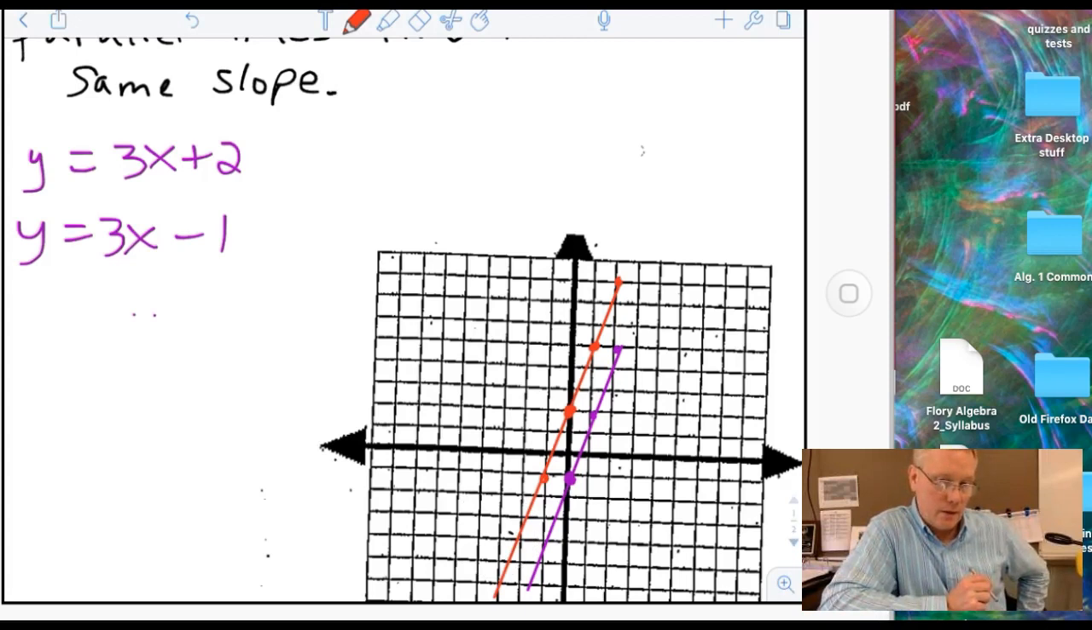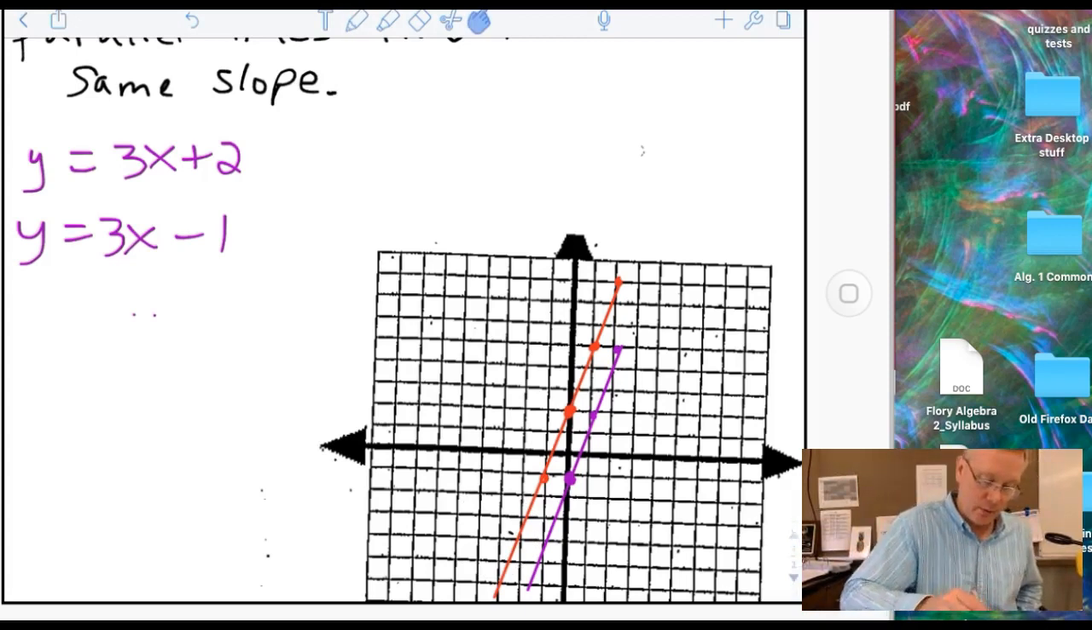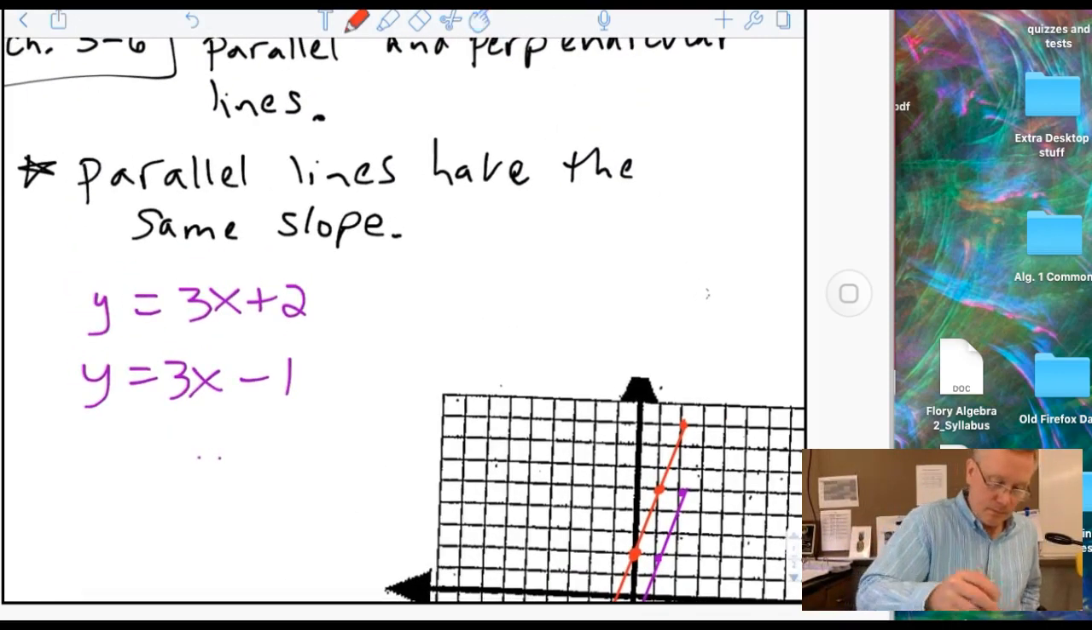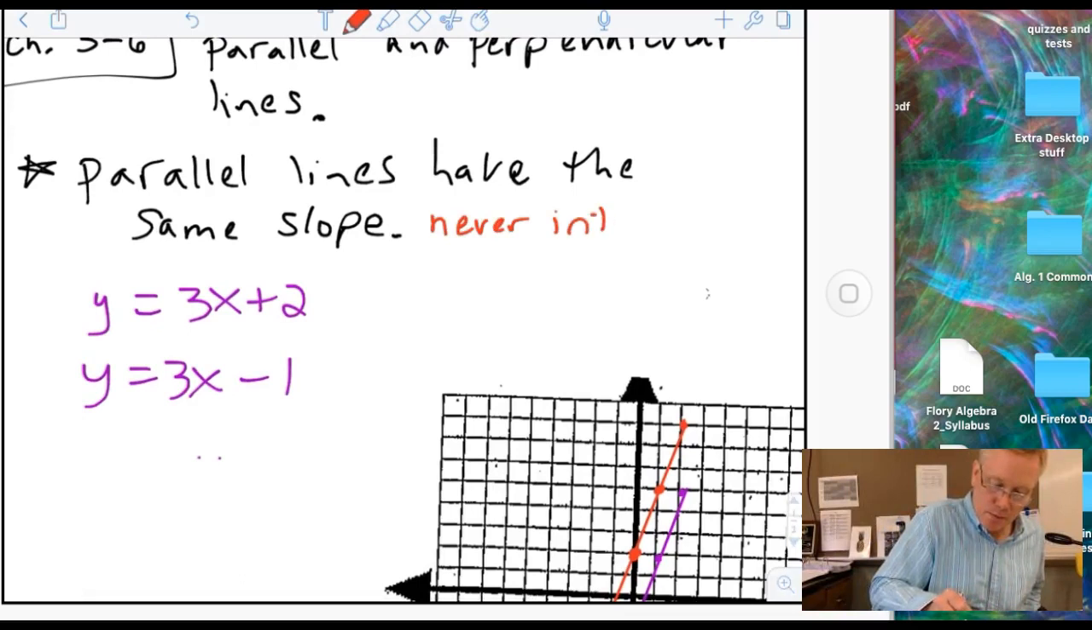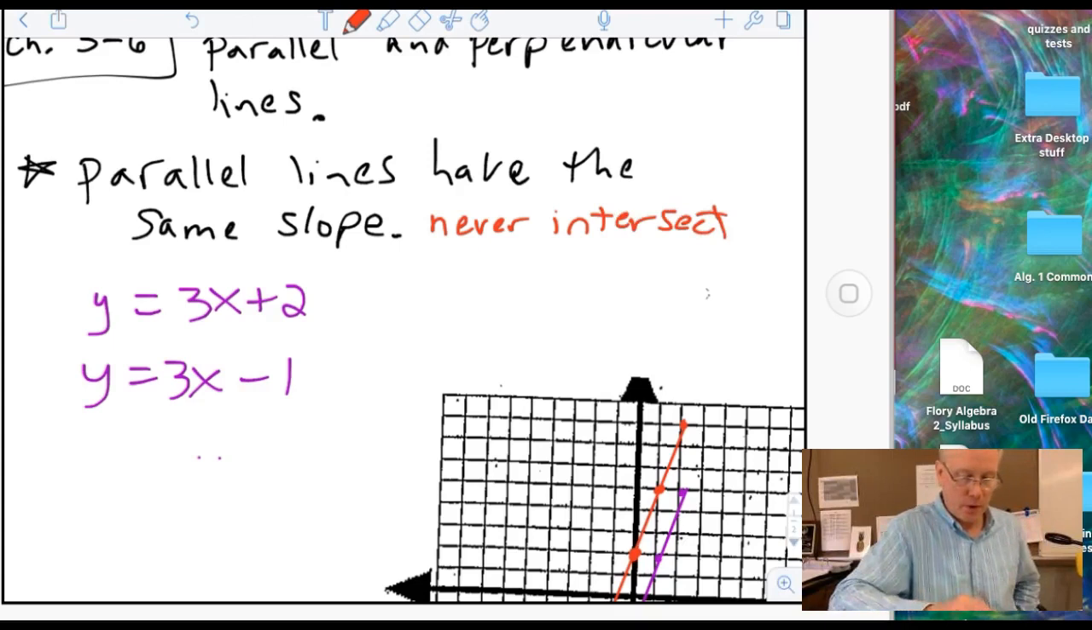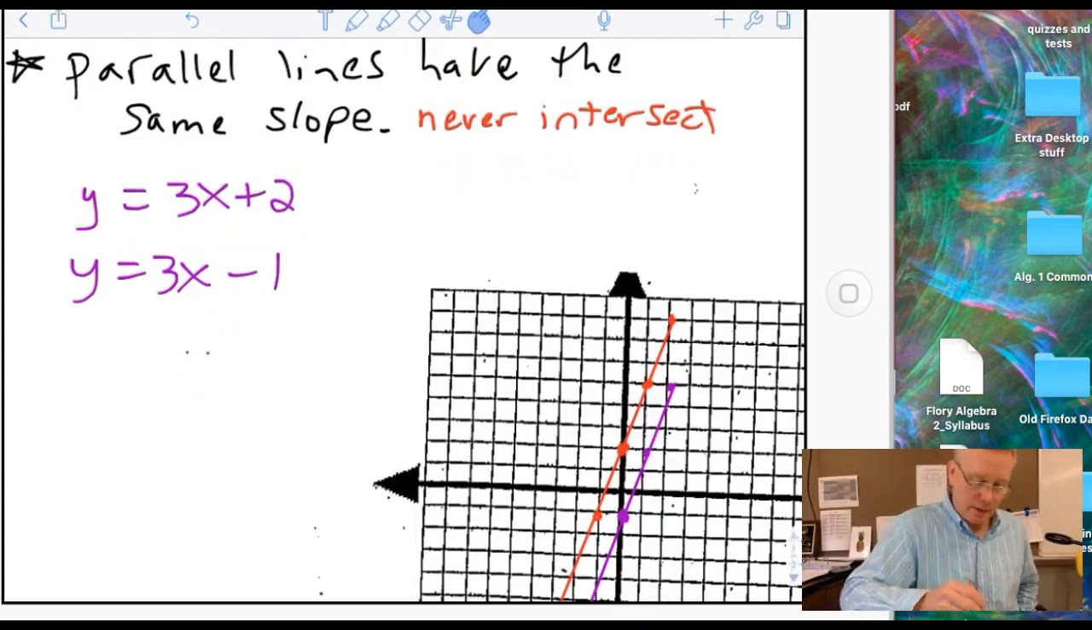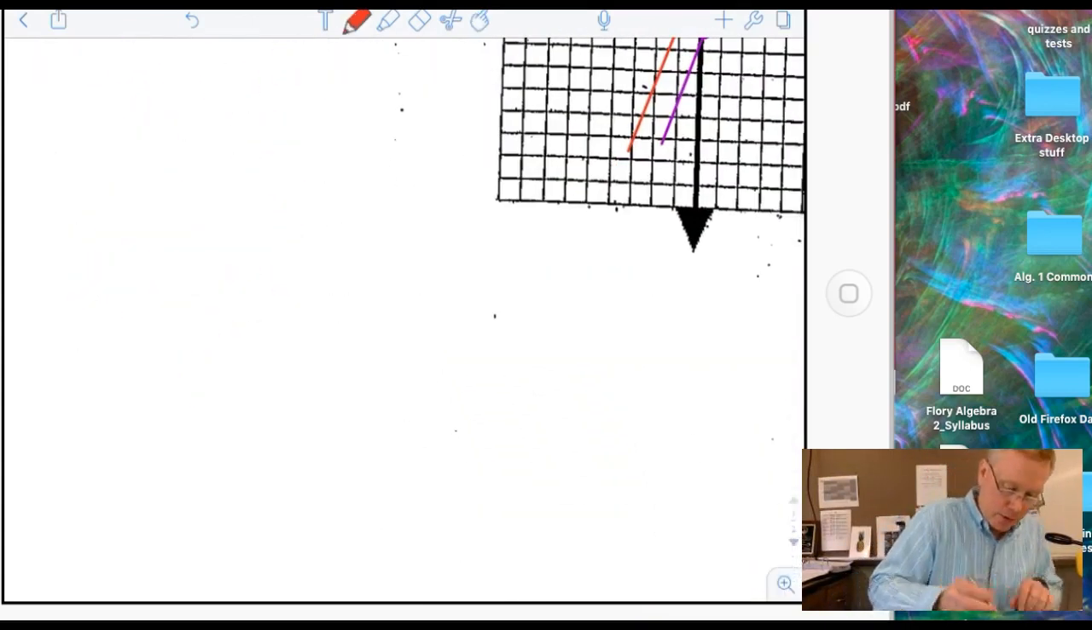Parallel lines look kind of like train tracks. You know, they never intersect. That's another important thing. They never intersect. And they have the same slopes, okay? So that's parallel lines. And I also want you to write this down about perpendicular lines.